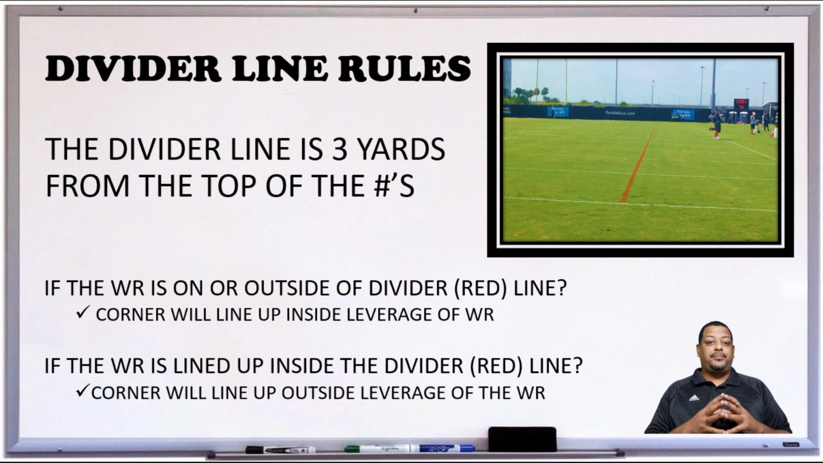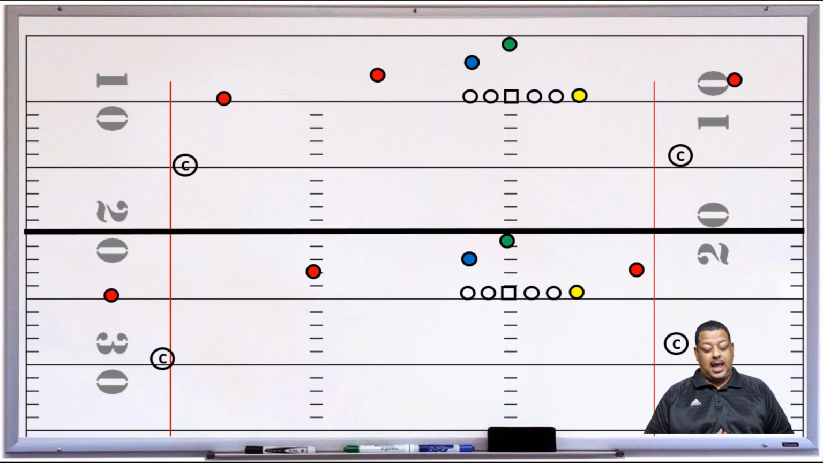All right? So when we go further into this film, you're going to see some red lines on the diagram. That is the divider line, and we're going to talk about that in concepts and everything else in a second. Now, let's go straight into it. Let's look at some examples for the divider line.